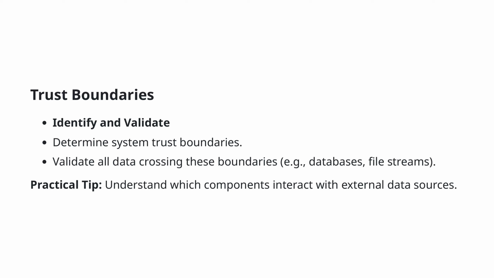This can include interactions with databases, file streams, or any external data sources. A practical tip is to understand which components of your system interact with external data sources. This knowledge allows you to implement rigorous validation procedures, ensuring that untrusted data is properly vetted before being processed further. This approach helps maintain the integrity and security of your system by preventing potential vulnerabilities associated with unvalidated input.